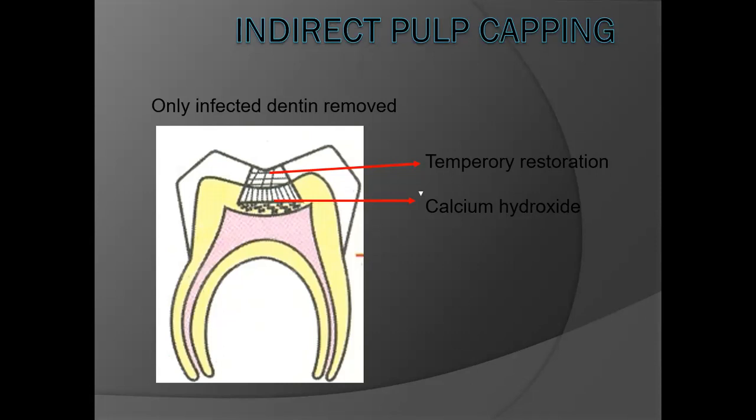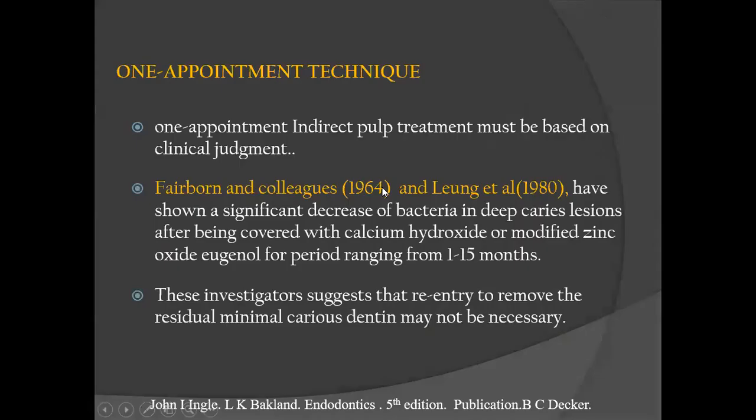Fine. So in indirect pulp capping, this is the first one where the temporary restoration is placed after the carious dentine is removed. You can see here the temporary restoration is placed, and this is the calcium hydroxide that is placed at the floor of the cavity. In one appointment, I'm not going to explain this again, it is the same.